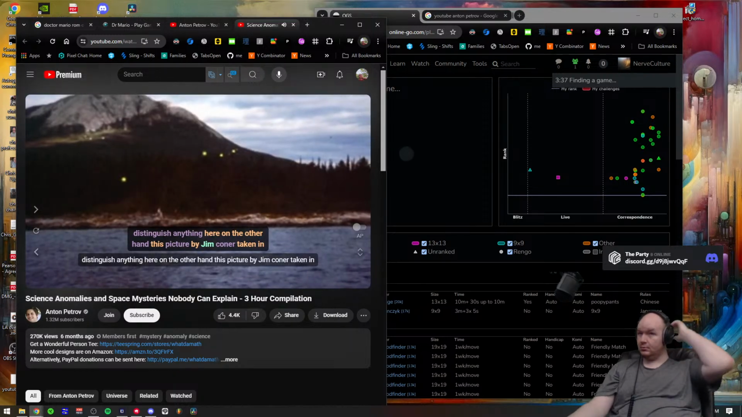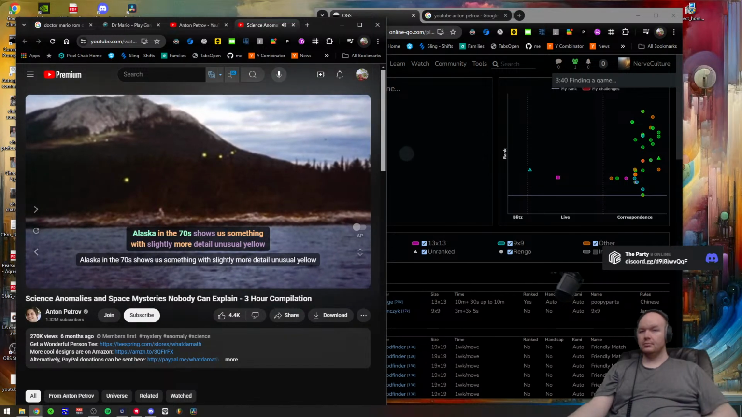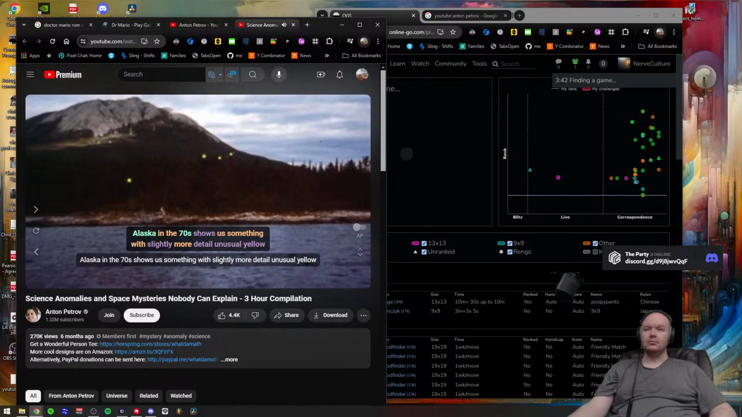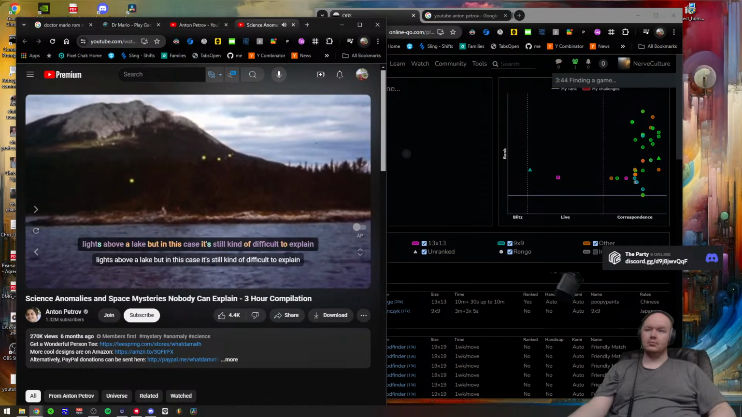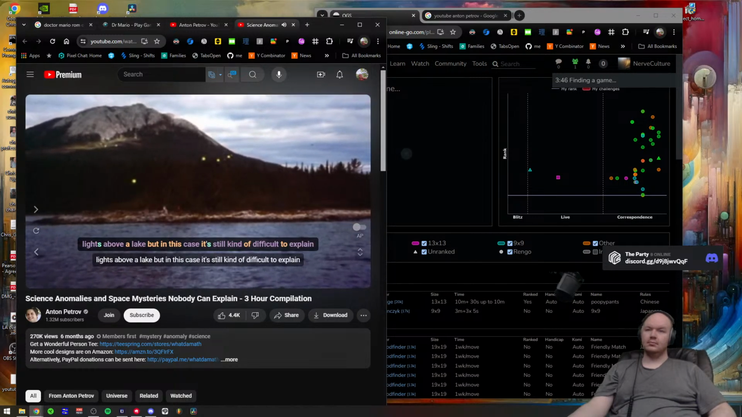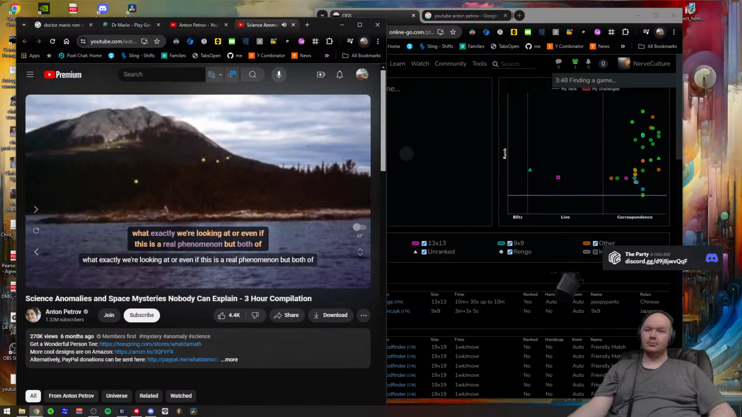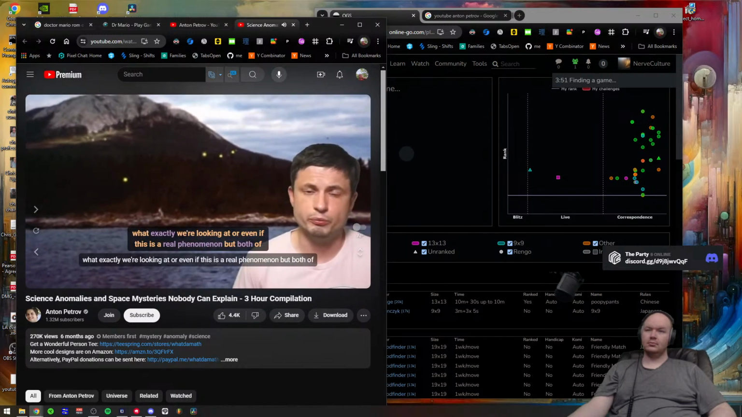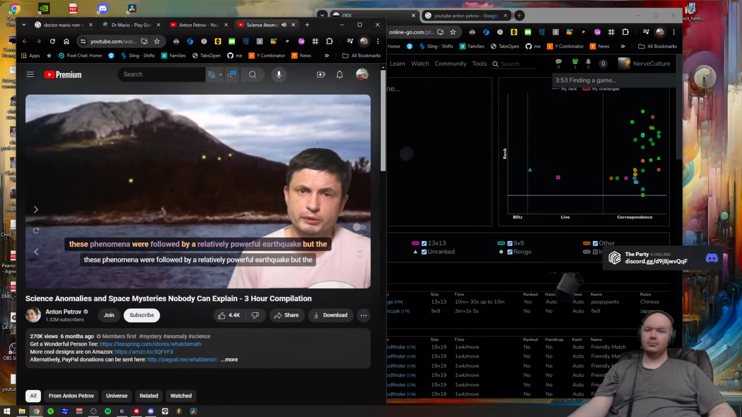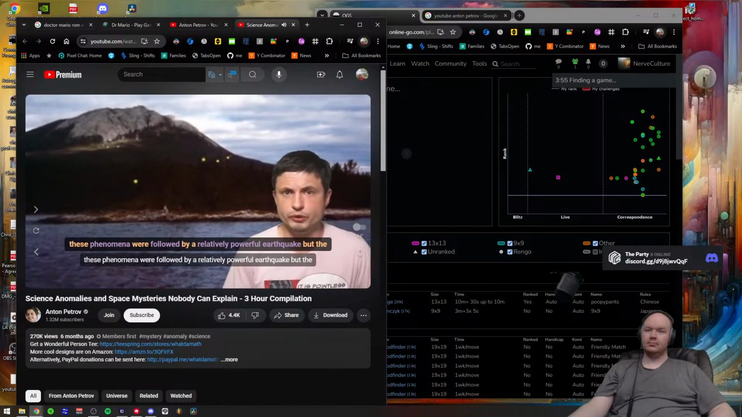On the other hand, this picture by Jim Conacher taken in Alaska in the 70s shows us something with slightly more detail, unusual yellow lights above a lake. But in this case, it's still kind of difficult to explain what exactly we're looking at, or even if this is a real phenomenon. But both of these phenomena were followed by a relatively powerful earthquake.